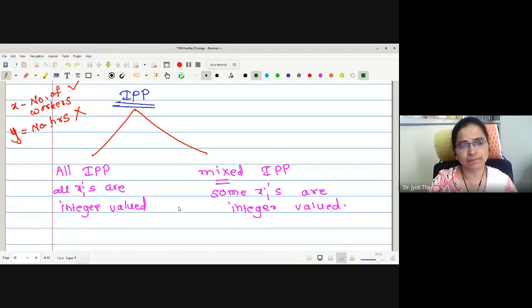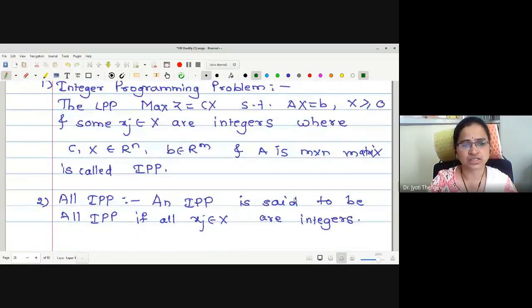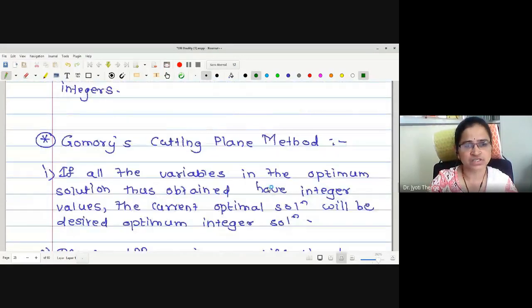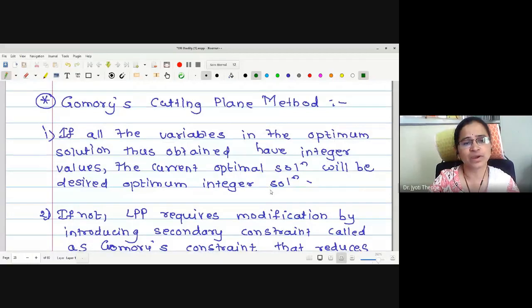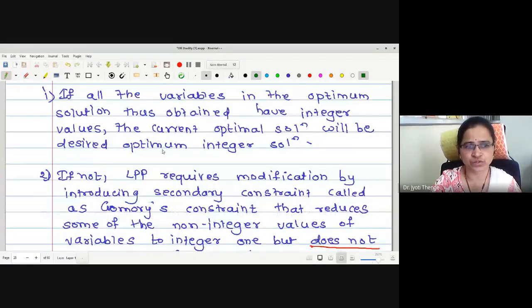There are two types of IPP actually. One is all IPP, another is mixed IPP. As the name suggests, in all IPP, the values of all decision variables must be integers. In mixed IPP, the values of only some of the decision variables are integers. We have seen the definitions as well. Then we saw why Gomory's cutting plane is being introduced.